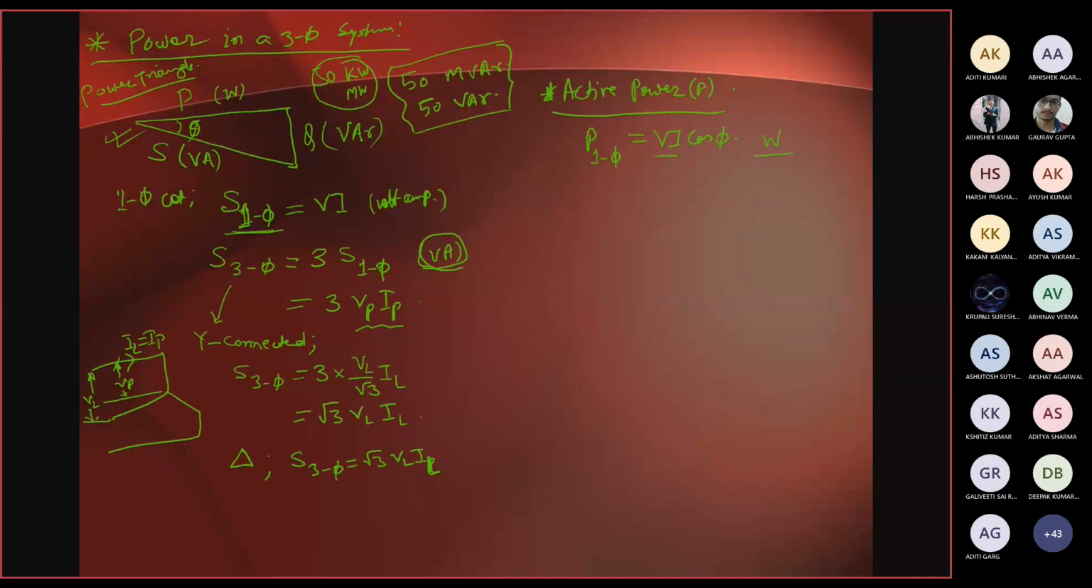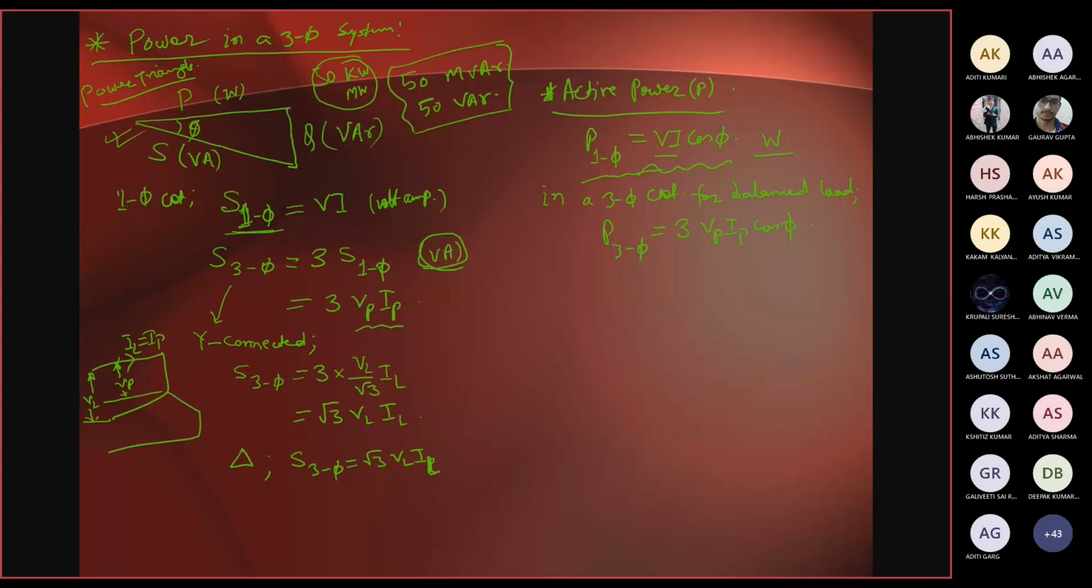So therefore, in a three-phase circuit for balanced load, this P three phase will be equal to 3 times VP IP cos phi. This is 3 times the single phase power if your load is balanced, because if the load is unbalanced then the magnitude of active power consumed in each phase will be different, right? That all of you know. But here we have considered the balanced case.